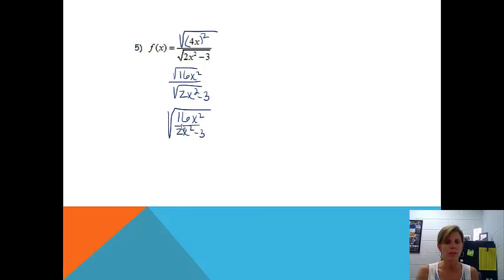And now we're only concerned about the term with the highest power, so 16x squared and 2x squared. And 16x squared divided by 2x squared is going to be the 8, and we still have the square root of 8. So that's going to be our end behavior model.